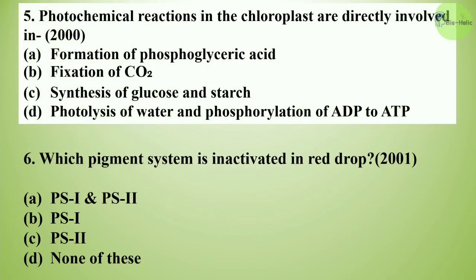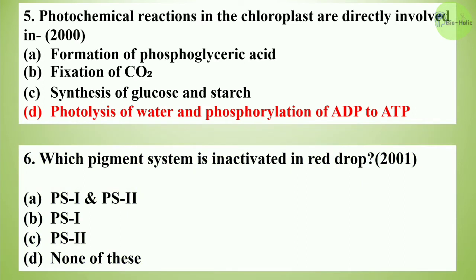Then, the photochemical reactions in the chloroplast are directly involved in formation of phosphoglyceric acid, fixation of carbon dioxide, synthesis of glucose and starch, or the photolysis of water and phosphorylation of ADP to ATP. The answer will be photolysis of water, phosphorylation of ADP to ATP. Next is, which pigment system is inactivated in red drop? PS1 and PS2 both, PS1 only, or only PS2, or none of this? The answer will be PS2, which is inactivated in red drop.